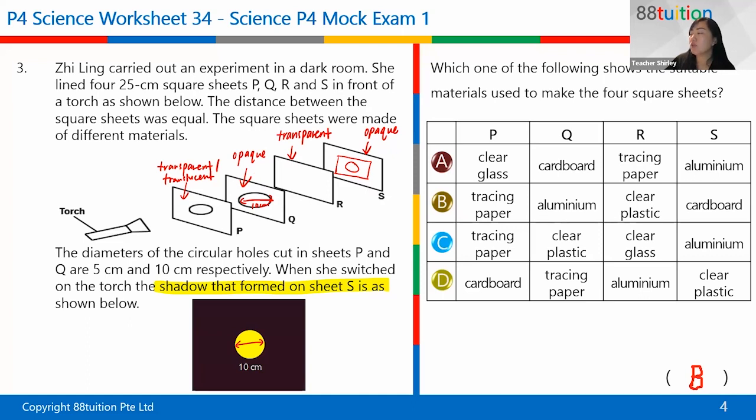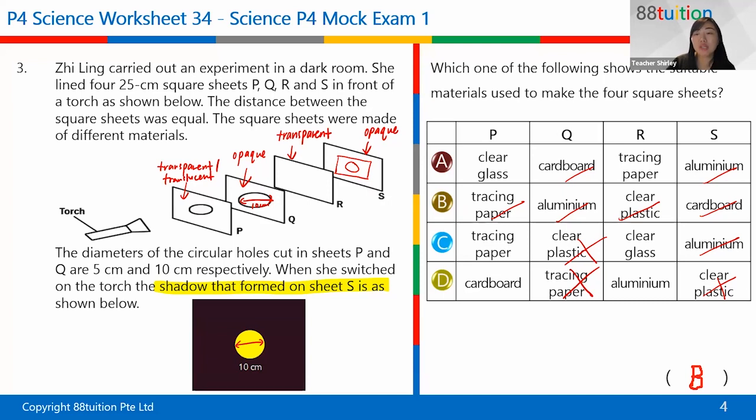Okay, so then we will decide which one is opaque. This one is opaque. This one is out. The final one must also be opaque, because then it will be able to cast the shadow on it as a screen, right? Then R has to be transparent so that it allows light to pass through, so it's clear plastic. And then for P, it would be tracing paper. Yeah, the answer is B. Okay, answer is B for this one. Any questions?